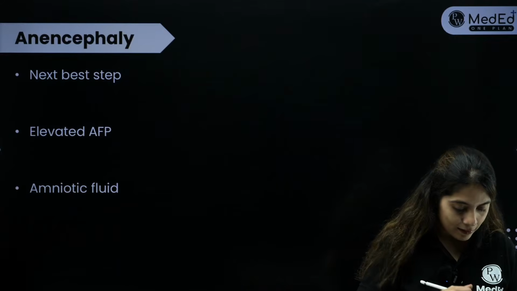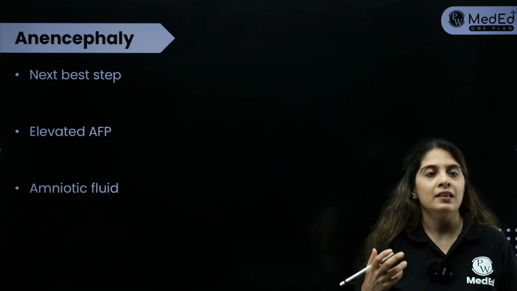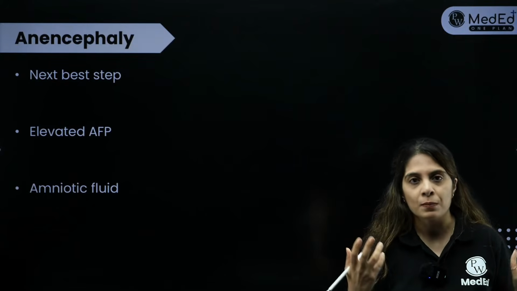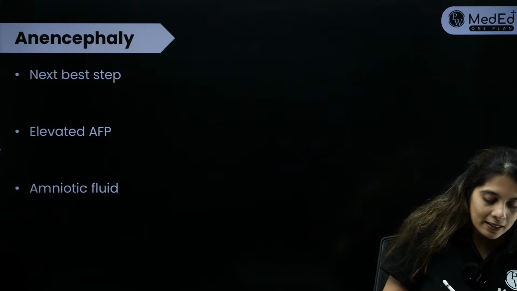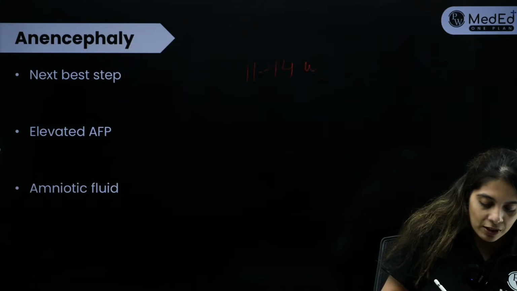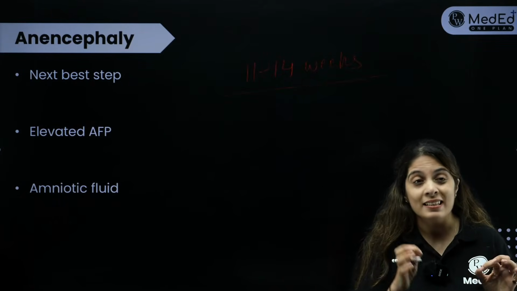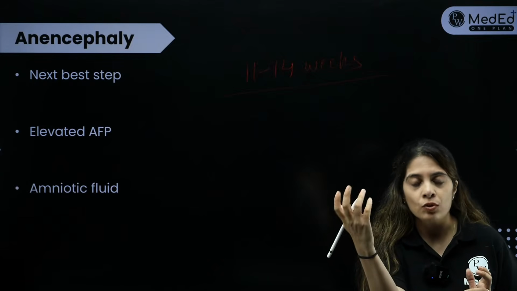So let us now talk about the next best step. Whenever anencephaly is suspected, it is one of the first anomalies that is usually detected. You will detect it at around 11 to 14 weeks, in the early trimester. The next best step is we have to abort the baby.